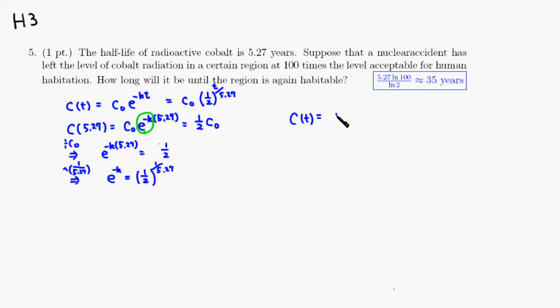So C of t, which is C0 times 1/2 raised to the t over 5.27, we want this to be 1 over 100 of the original amount, C0. Then use this equation and solve for the t value. That's going to be about 35 years, but I'll let you fill this in. All right, that's it. I hope this will get you guys going.